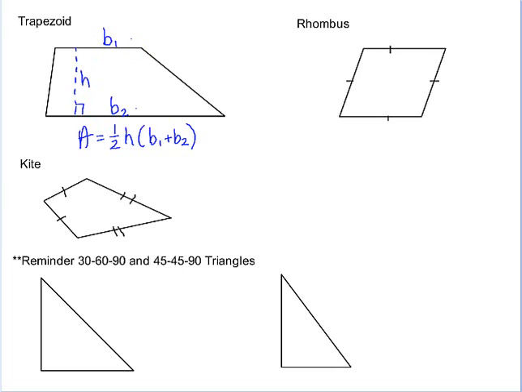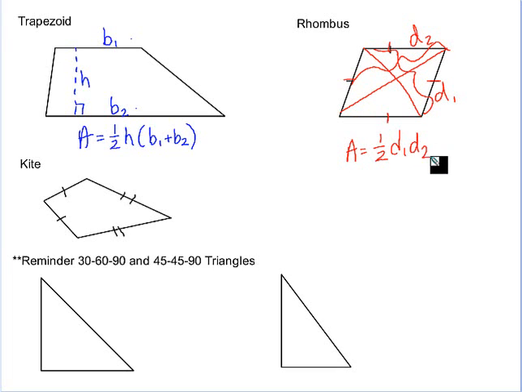The area of a rhombus. Recall, in a rhombus, there are 4 equal sides. To find the area of a rhombus, we actually want to pay attention to these two diagonal lengths. We're going to call them D1 and D2. The area of a rhombus is 1/2 D1 times D2, where D1 and D2 are referring to the diagonals of our rhombus.